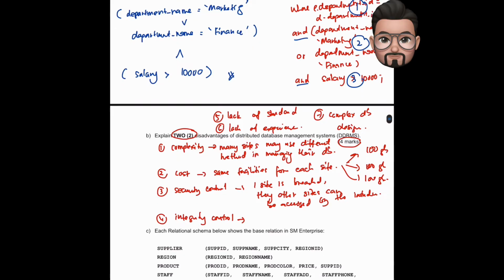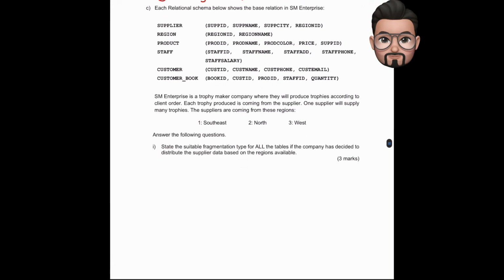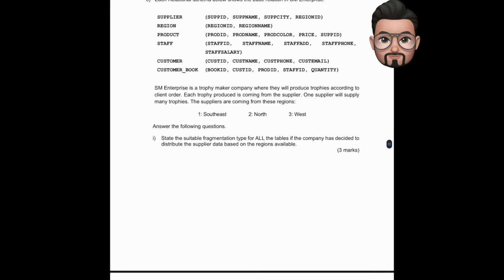Okay, so now let's move on to question C. Each relational schema below shows the base relations in SM Enterprise. So we have supplier, region, product, staff, customer, and customer book. SM Enterprise is a trophy maker company where they produce trophies according to client order. Each trophy produced is coming from a supplier. One supplier will supply many trophies. The suppliers are coming from these regions: 1 southeast, 2 north, 3 west.